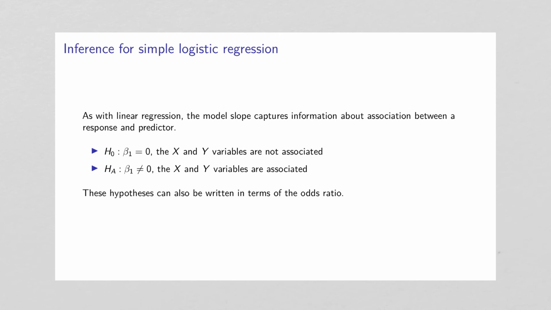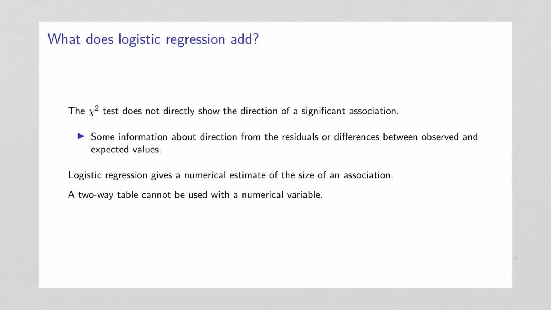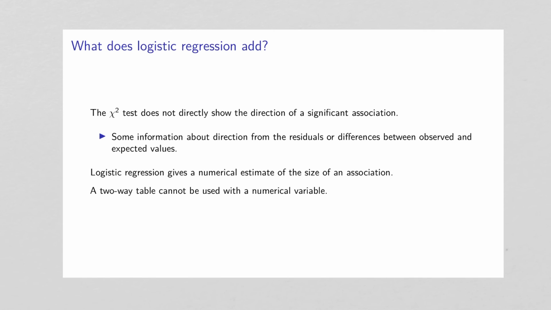As with linear regression, where the slope captures the information about the association, same thing. Your null hypothesis is that the slope is that the line is nice and flat. Your alternative is that it is not flat, it is either going up or going down. The chi-square test does not directly show the direction of a significant association. If you just do the table, you don't know the direction. You don't know that for every increase in x, you get an increase in y. You cannot get that from this. But a logistic regression gives a numerical estimate of the size of an association. A two-way table cannot be used with a numerical variable.